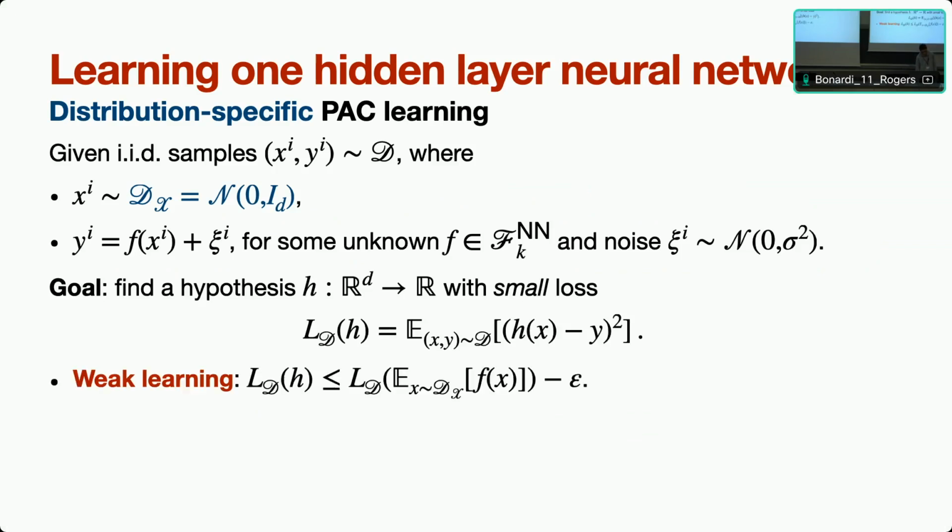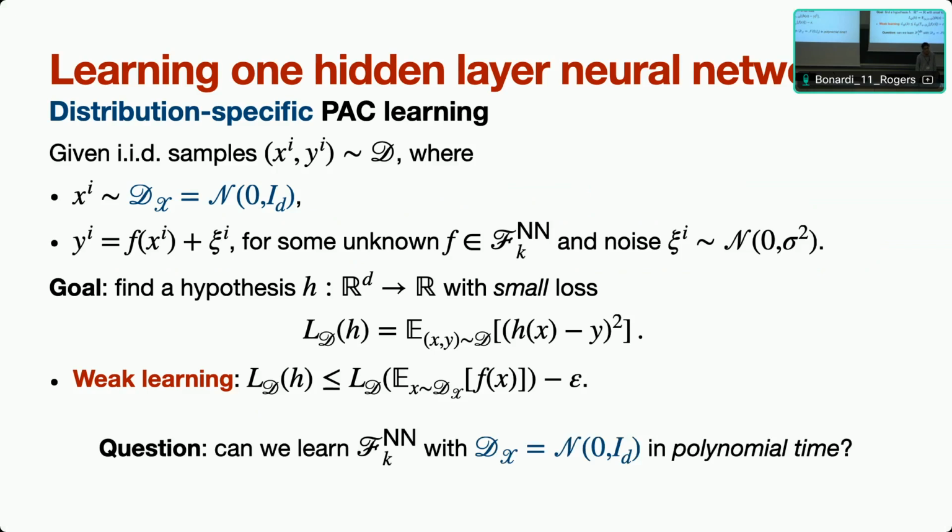So how small do we want? In a weak learning setting, which is also the setting we're considering, we only need this hypothesis h to beat the trivial predictor by some edge epsilon. The trivial predictor just outputs a constant, which is the mean of f(x_i), oblivious to the input given to the predictor. And you can think of this epsilon as an inverse polynomial in the input dimension d. So the question is, can we learn one hidden layer neural networks with Gaussian input in polynomial time?